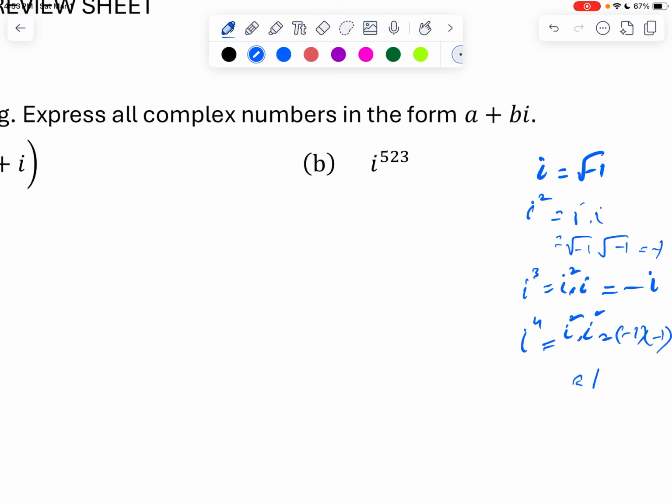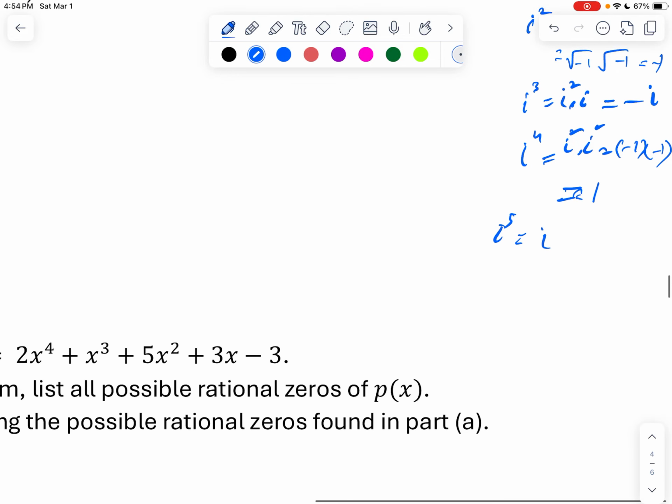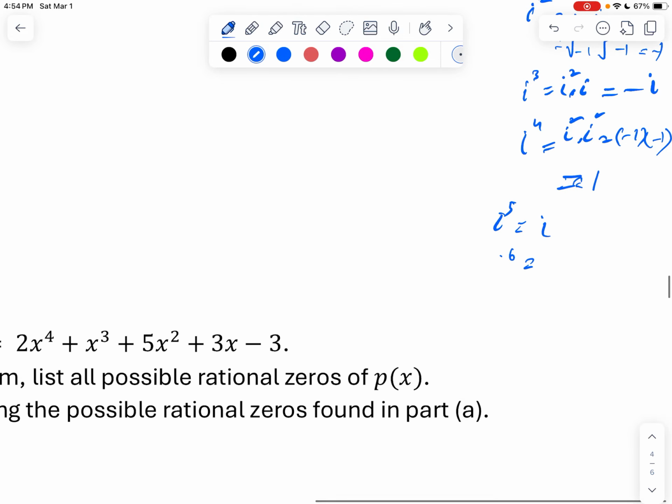And you should be able to see that I to the 5 is going to be I, I to the 6 will be I squared, which is -1. I to the 7 will be -I. I to the 8 will be 1. And then if you keep going, it's going to repeat after every 4 powers.